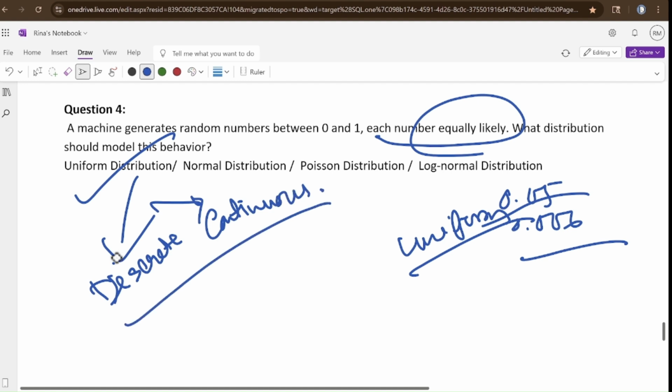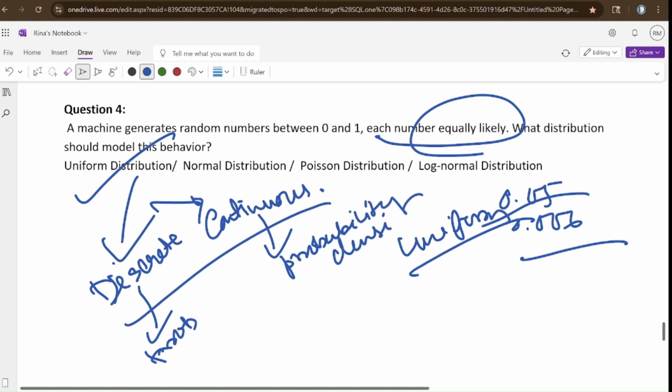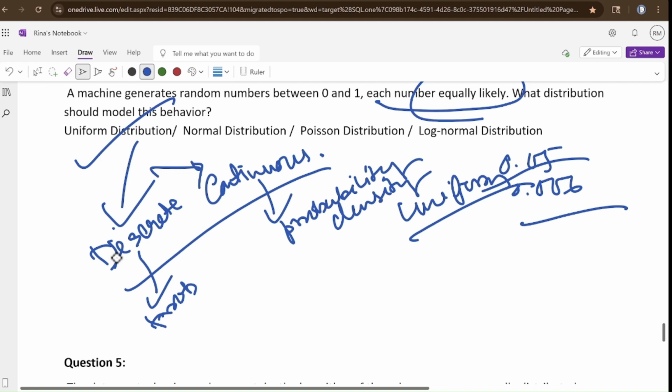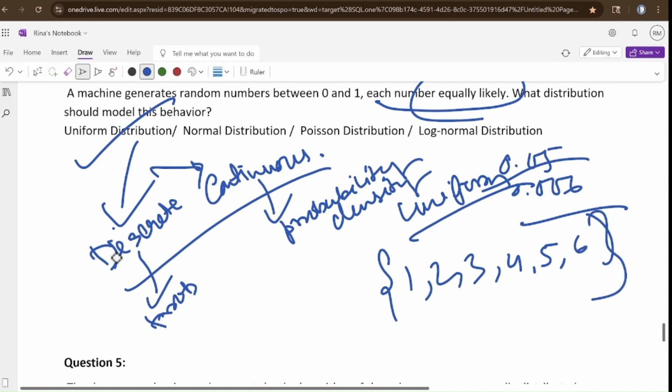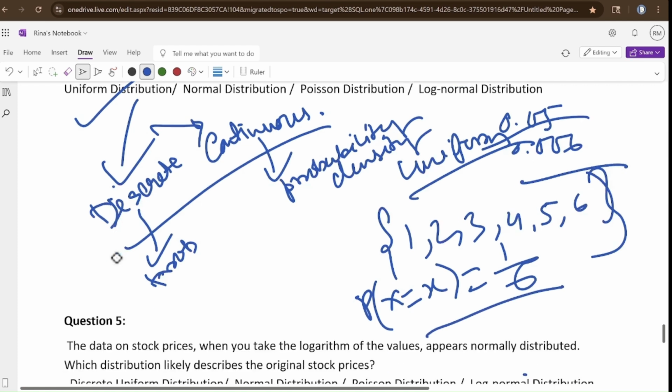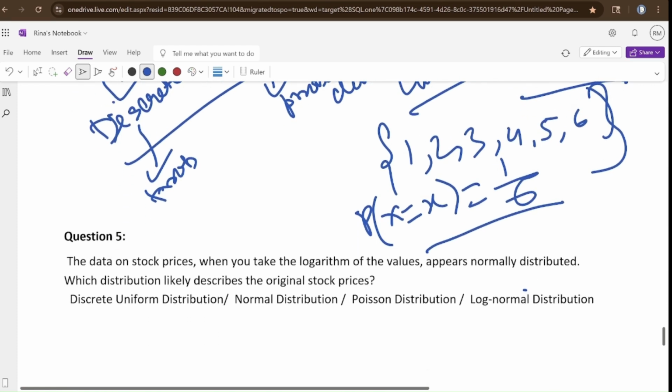right? And for discrete, you calculate probability. For continuous, you calculate probability density. I hope you know this thing. If you don't know, you have to study. This is uniform distribution. If I roll the die, it may be 1, 2, 3, 4, 5, 6. So the happening of anything is equal to 1 by 6. Right? This is discrete uniform distribution. Each number is equally likely.